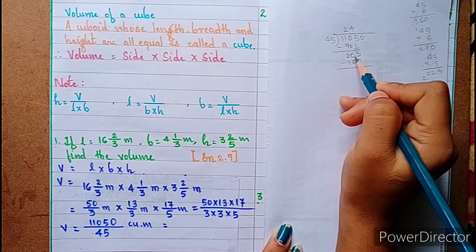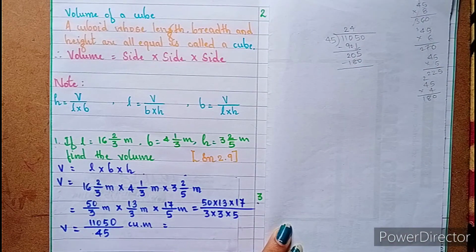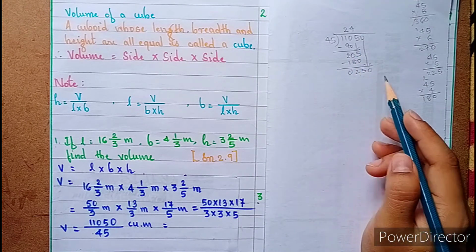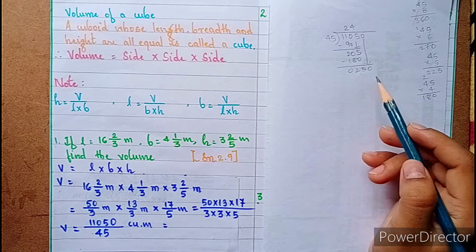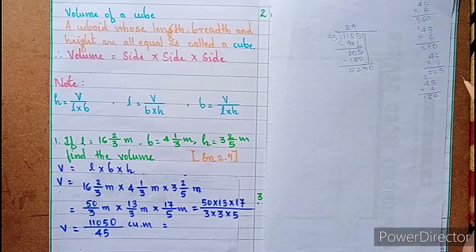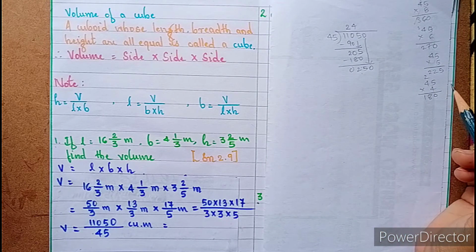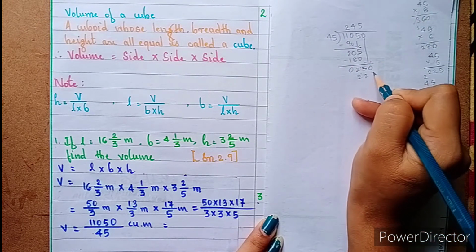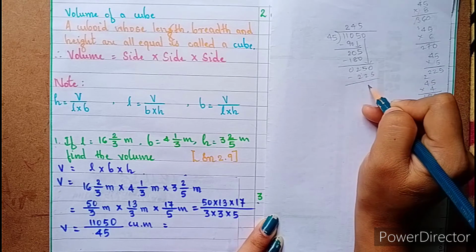So let's subtract 180 from 205. Now we have got 25 as remainder, and let's take the next digit down, that is 0. And the nearby number to 250 is 225. So 45 5s are 225. From 250, 225 goes out, remains 25.